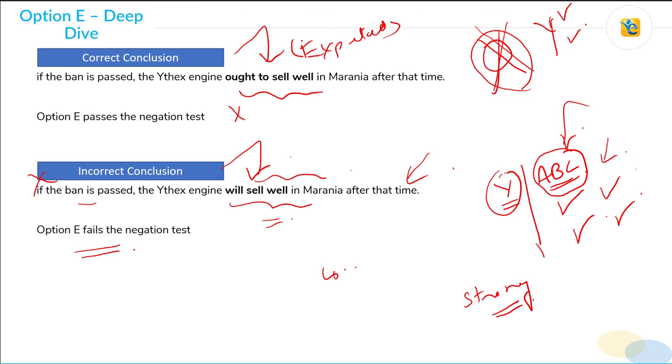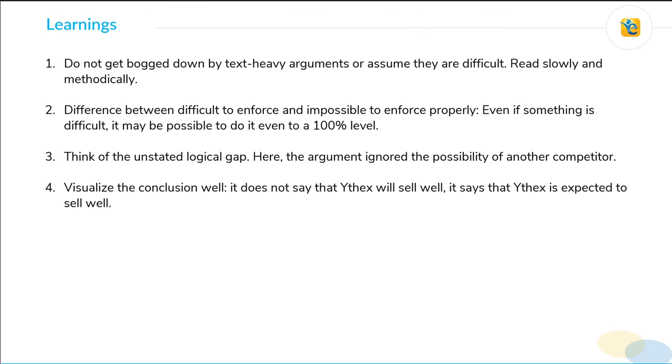So option E actually passes the negation test if you visualize the conclusion well. Option E will fail the negation test if you do not visualize the conclusion well. So there you have it. This is the importance of visualizing the conclusion. So that's about it. So let's summarize the learnings from this particular question.